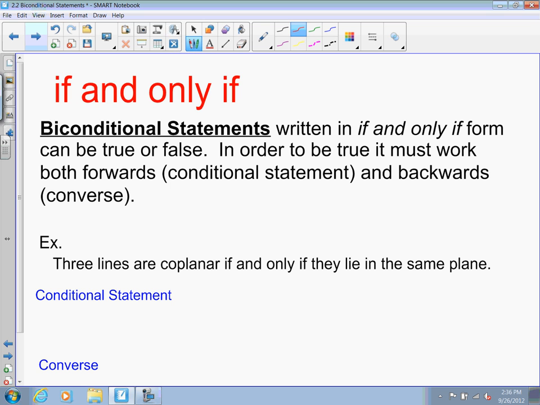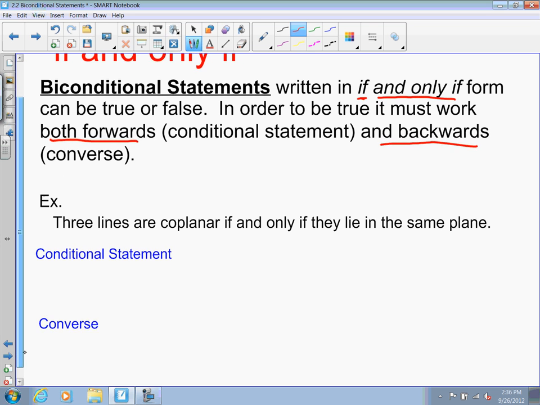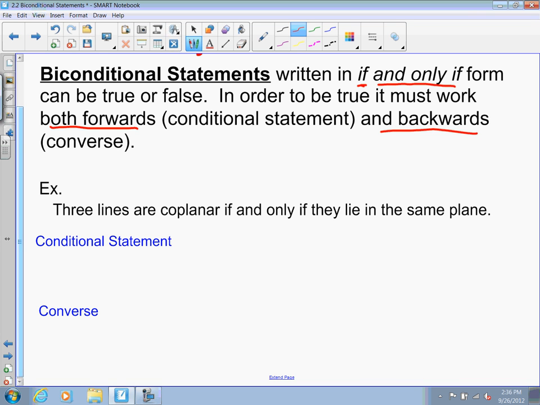The other part of the section is on biconditional statements, if and only if statements. So a biconditional statement is written where you have if this happens and only if this happens, then you conclude this. So basically, what it's saying is if it's true forwards, it's also going to be true backwards, and backwards would be like the converse. The converse is true of the statement. So let's talk about an example, since it's kind of confusing till you see it.